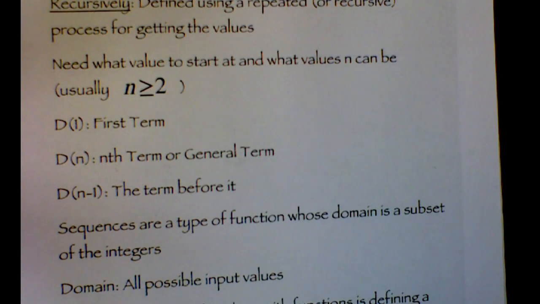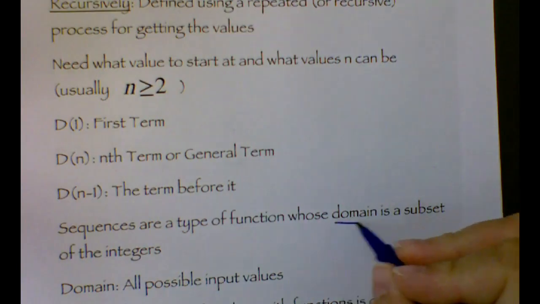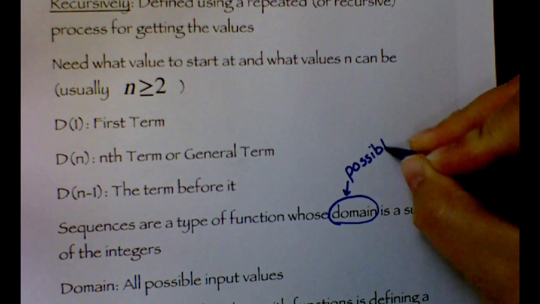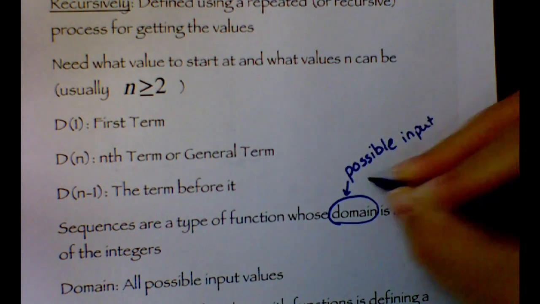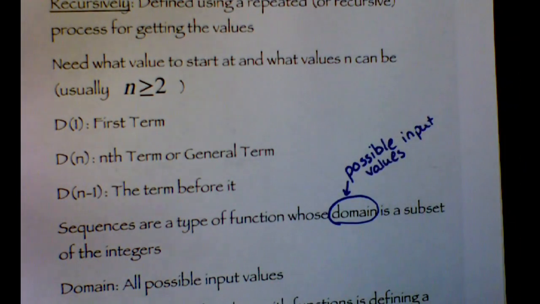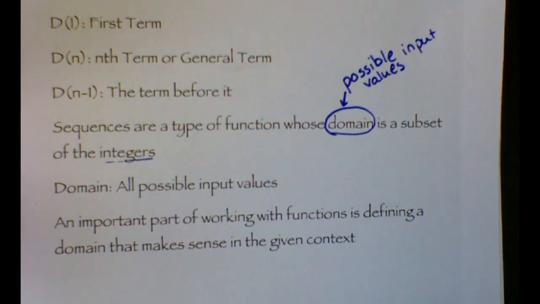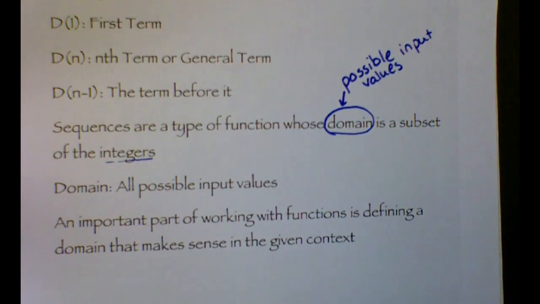Sequences are a type of function whose domain is a subset of the integers. Remember that domain means your possible input values. And integers are those positive and negative whole numbers. So I've got that domain is all possible input values. An important part of working with functions is defining a domain that makes sense in the given context. We will have to give our domain, such as n is greater than or equal to 2, and n is an integer.